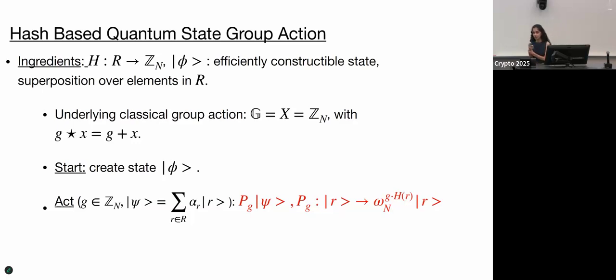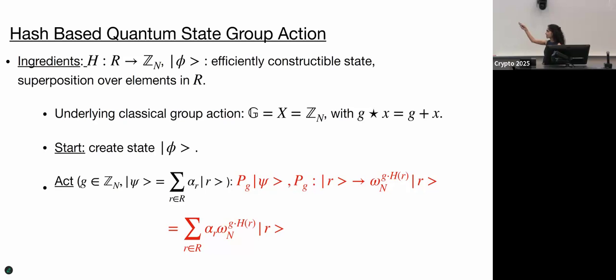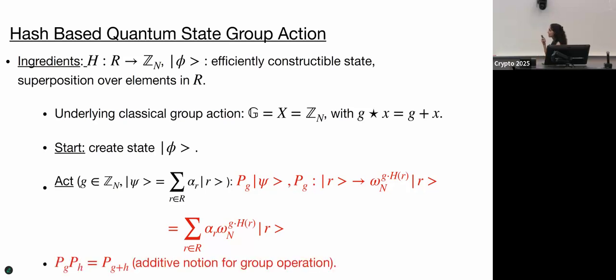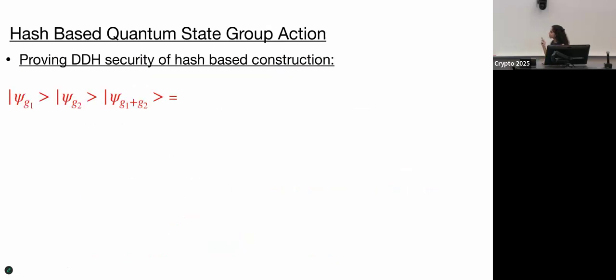To act on a state with the group element g, we just apply this unitary, which takes r and adds a phase that depends on g times H(r). So the final state would be just a uniform superposition with this phase. That's the act operation. It is easy to see that applying psi_g and psi_h will give you psi_{g+h}, where plus is the group operation.